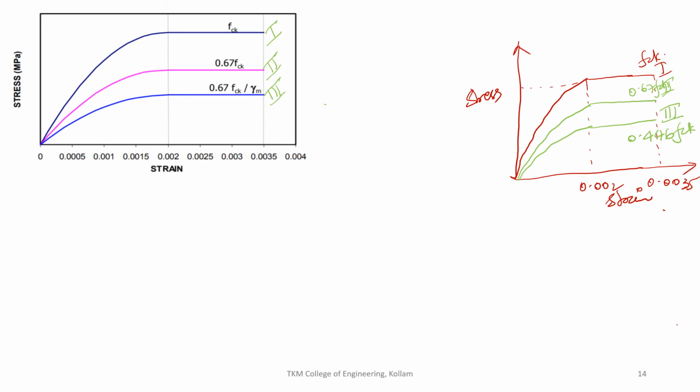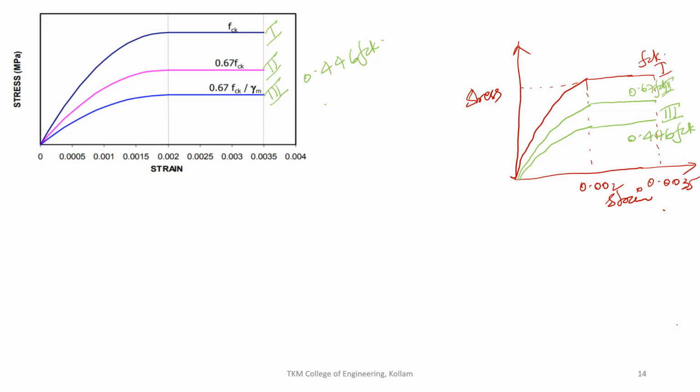That is the design curve. This curve will be used for your design. The design curve is parabolic up to 0.002, then it will be a straight line, and at 0.0035 the concrete will fail in flexure, and the stress corresponding to that will be 0.446 FCK. So I could summarize it like this.